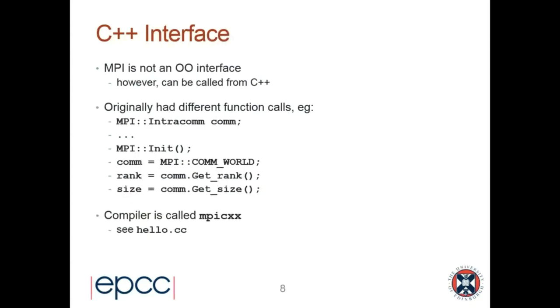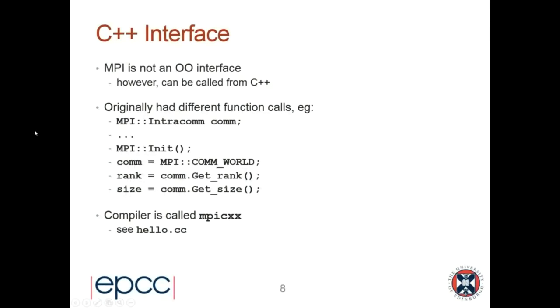So this is in another lecture. I've talked about Fortran and C. What about C++ programmers? Well, MPI is not an OO interface, but it can be called from C++. MPI is a C library effectively, but the interface between C++ and C is well defined. So if you're a C++ programmer, you should call the MPI functions as if they were C functions.